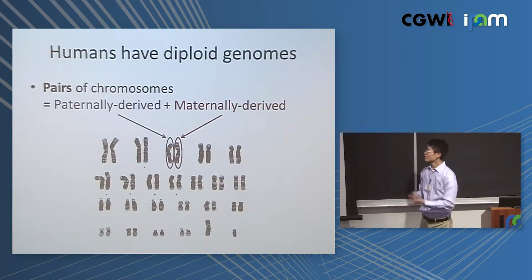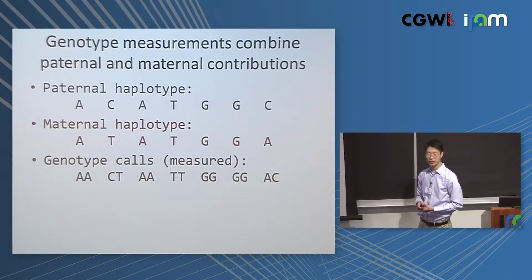So hopefully this is not gibberish. The basic piece of biology that you need to know to understand the first piece of this talk is humans have diploid genomes. We all have pairs of chromosomes. One chromosome in each pair is from your father. The other chromosome in each pair is from your mother. You probably all knew that already.